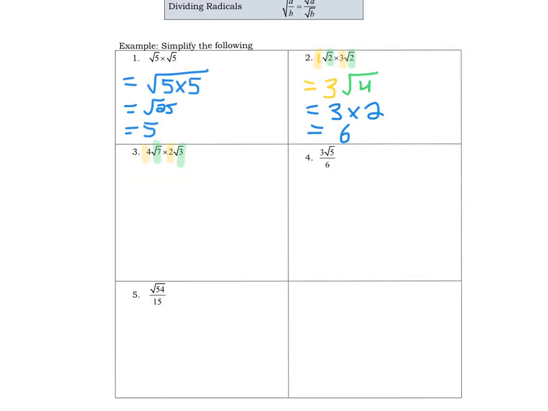In the next example, I have 4 root 7 times 2 root 3. So again, I am going to multiply the numbers outside of the square roots. 4 times 2 is 8. And then I'm going to multiply the numbers underneath the square root. 7 times 3, which is just the square root of 21. So my answer is 8 times the square root of 21. And just inspect what's underneath the square root to see if you can simplify that further. I cannot because there's no square number that goes into 21.